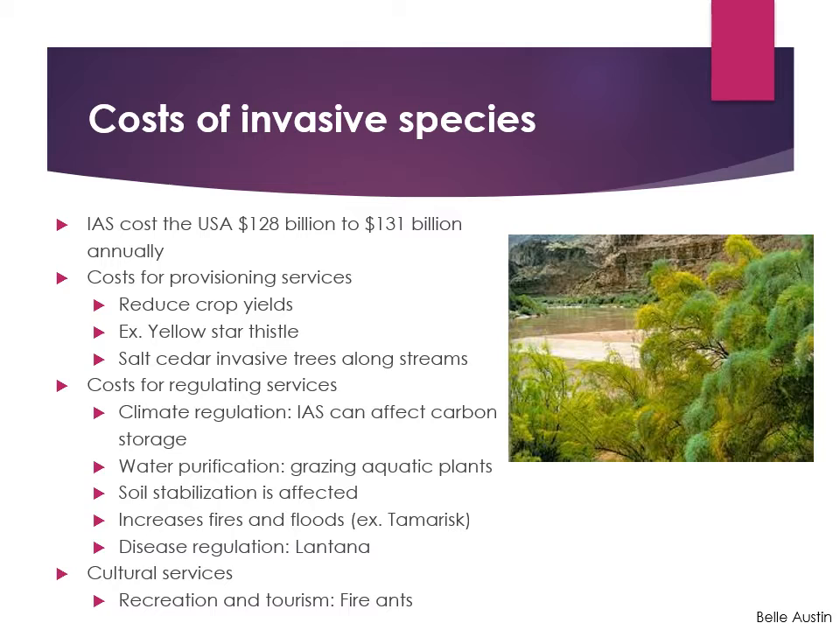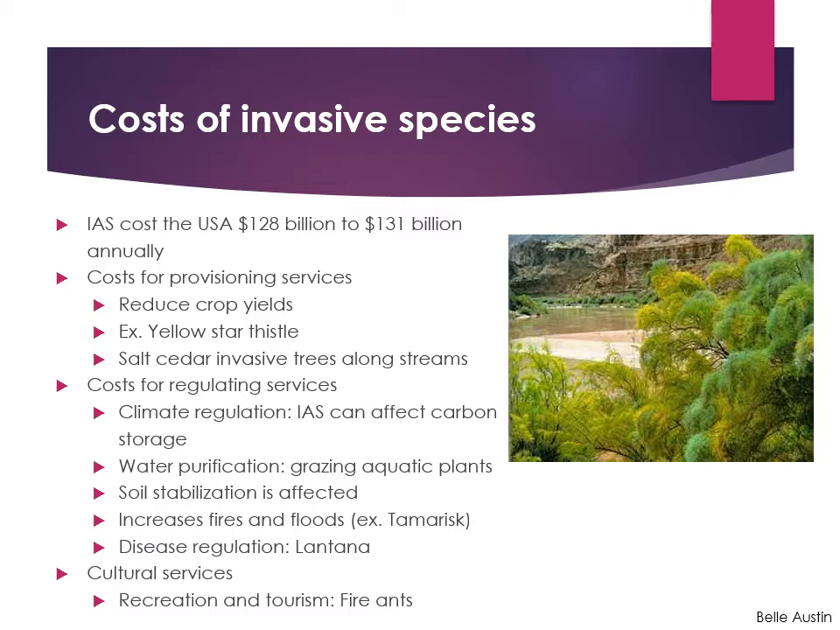There is also a cost for regulating services. Invasive species replace native plant species and affect the amount of CO2 released into the air, contributing to climate change. Water purification is also negatively affected. For example, grazing aquatic plants transform wetlands across Southeast Asia into places filled with algae. Soil stabilization is also affected. Invasive species increase fires and floods and increase risk to human communities. An example of this is the introduction of tamarisk, with a cost estimated to be about $52 million annually in damages.